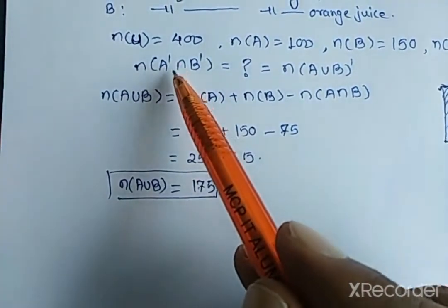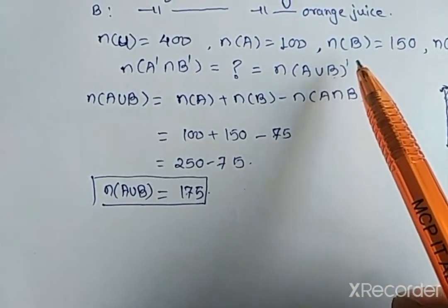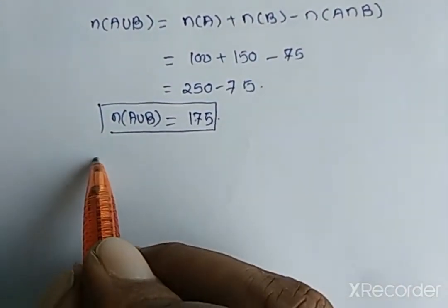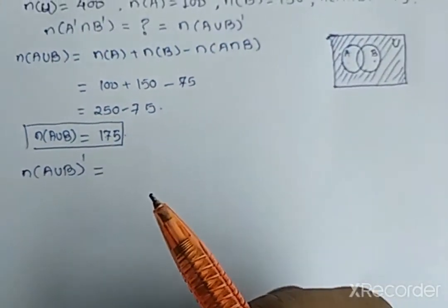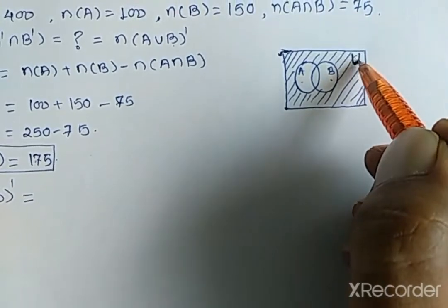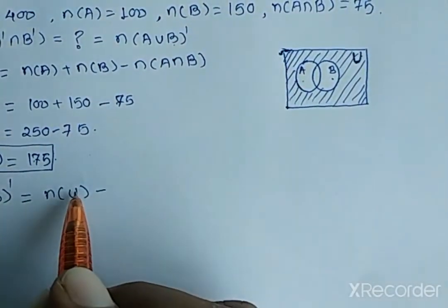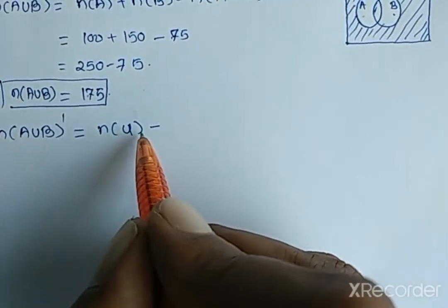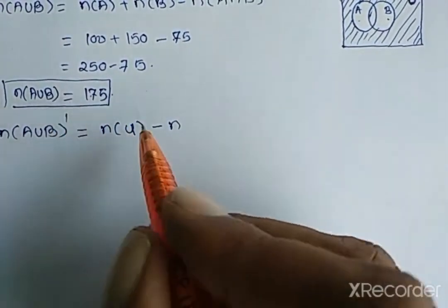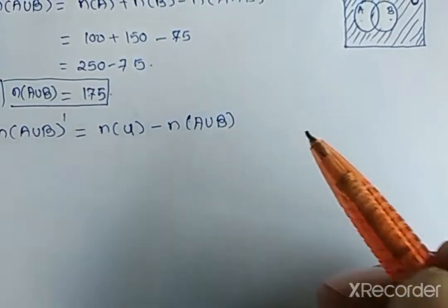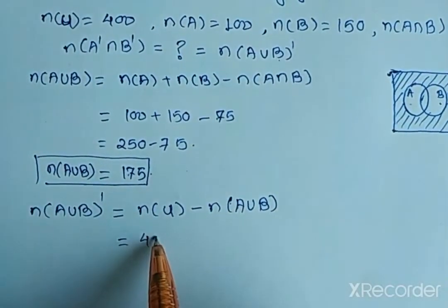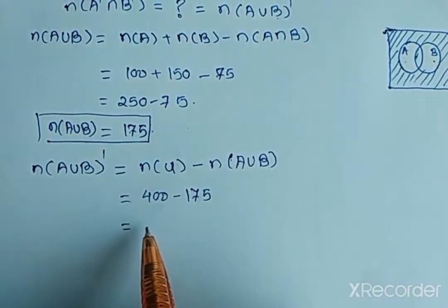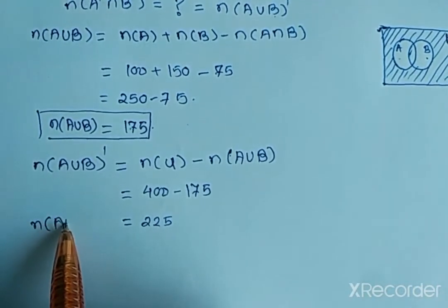Now here we have to find n of A complement intersection B complement, which means n of (A union B) complement. From the Venn diagram, this is our universal set, and from n of U we have to subtract n of A union B, so that we can get n of (A union B) complement. So the formula is n of (A union B) complement is equal to n of U minus n of A union B. n of U is given as 400 and n of A union B is equal to 175, which we found. So the solution will be 225, which is our n of (A union B) complement.